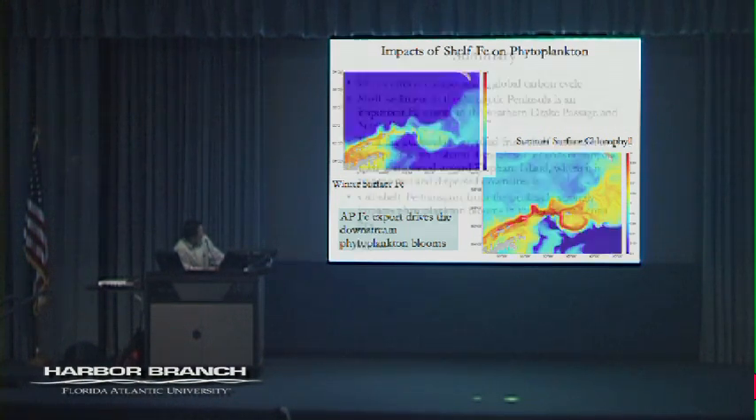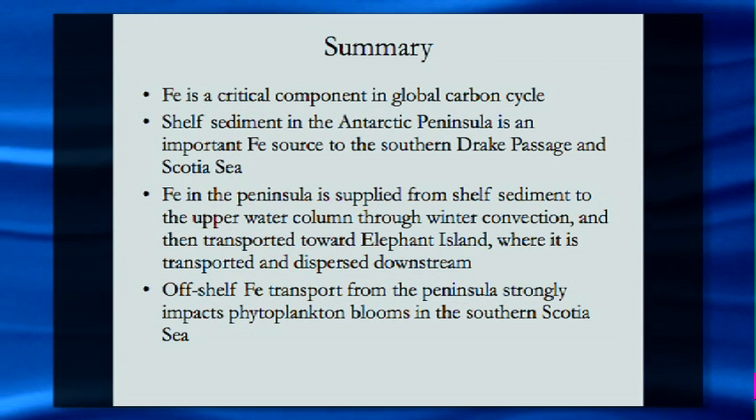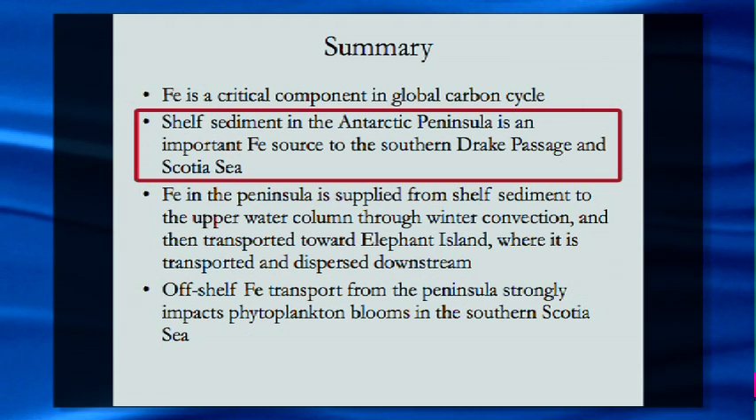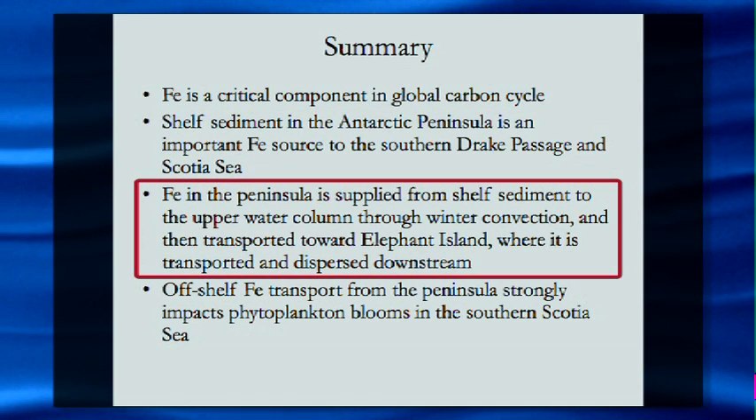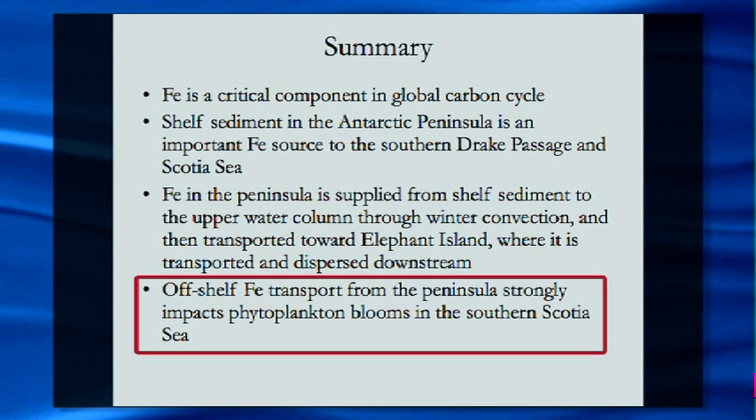But let me give you the general sense. All right, so putting it all together, we can summarize our work. First, of course, this is the background information. Iron is a very important component in terms of the global carbon cycle. And from my work we can realize that shelf sediment in this peninsula is an important source to our study area. And then there is a complicated pathway for this iron to go from sediment to the bigger open water. And this transport actually has a strong impact on the phytoplankton bloom downstream.